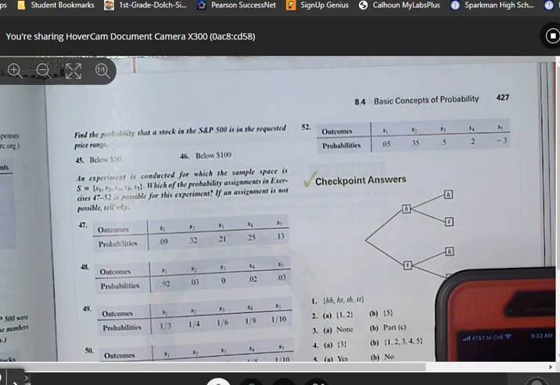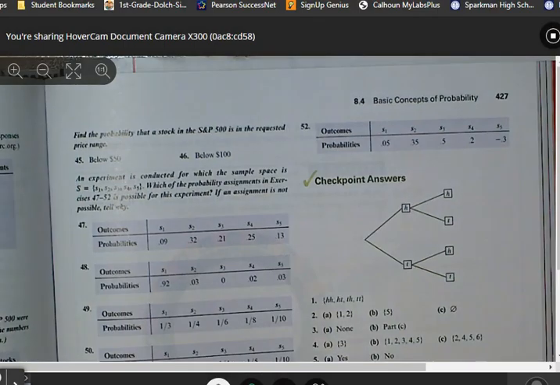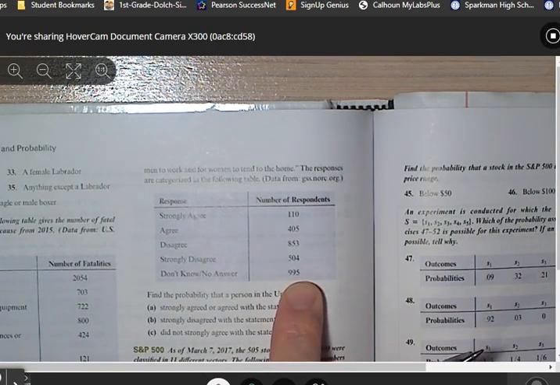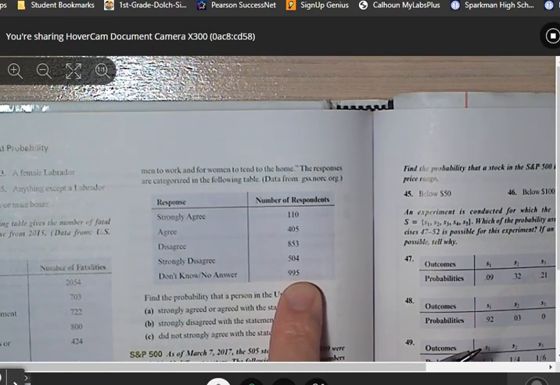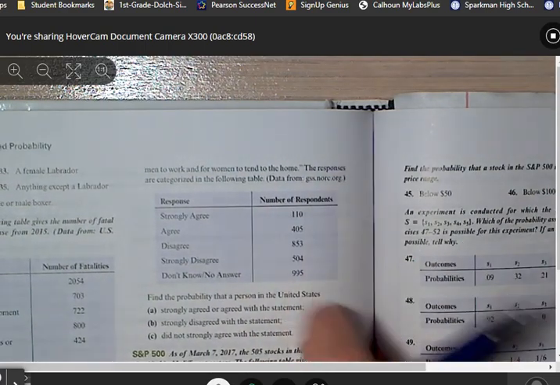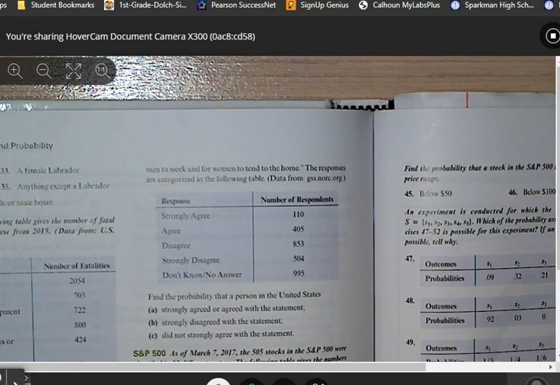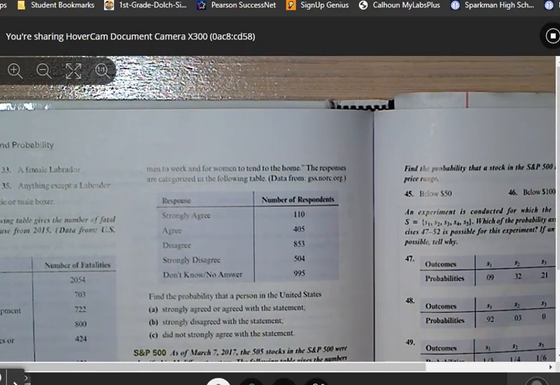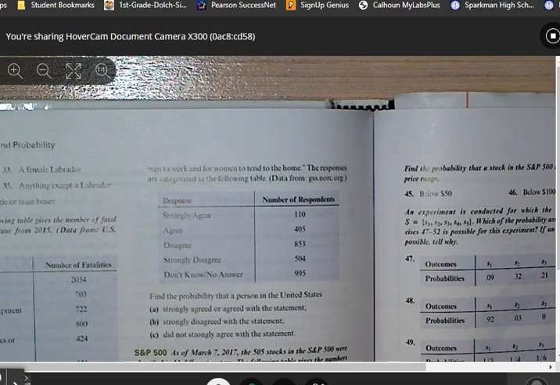Yeah, so that's kind of what they're looking at. Some of the charts they may give you may be just something like this, where they've got a list of people, they've asked a survey. All you've got to do then is add all this total together and figure out what the total would be. And if they ask you, all right, what's the probability of somebody strongly agreeing, it'd be 110 over whatever the total would be. That's one where they would tell you to convert that number to 3 decimal places or something like that.